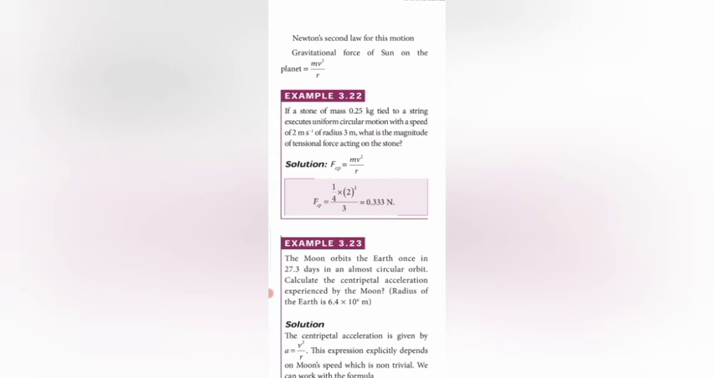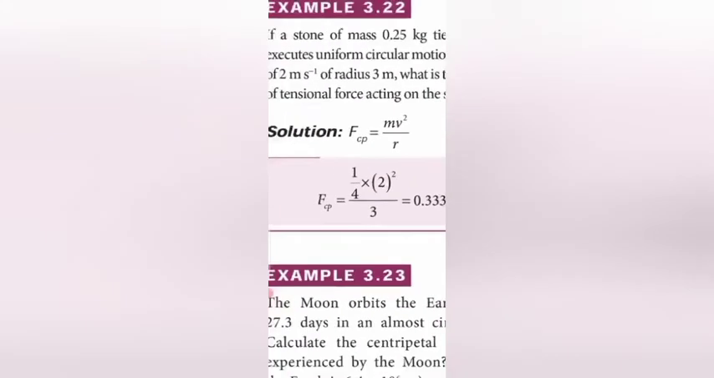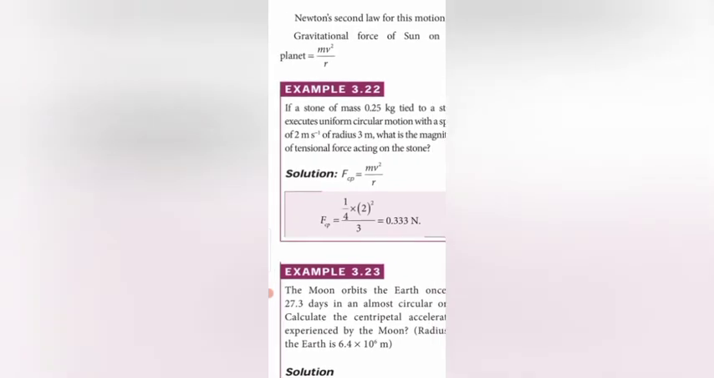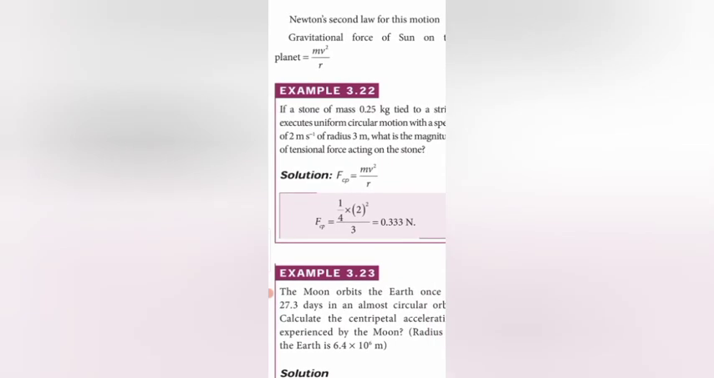FCP is equal to mv square by r, that is Newton's second law of motion. In place of m we substitute 1 by 4, for speed we substitute 2 meter per second, and for r we substitute 3 meters. Multiplying, the 4 and 4 cancel, so it's 1 by 3, and dividing 1 by 3 you will get 0.333 newtons.